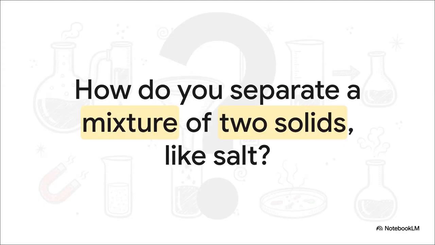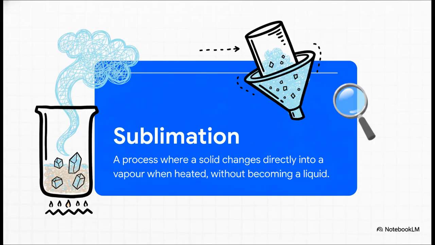Now here's another interesting problem for you. Until now, we have only talked about separating solids from liquids. But what if you have a mixture of two different solids? For example, what if you mix ammonium chloride with common salt? How could you possibly separate them? For a mixture like this, we use a very special property that some solids have.